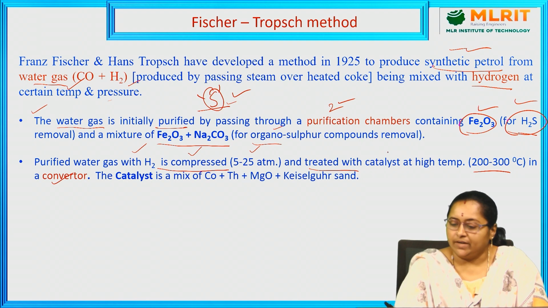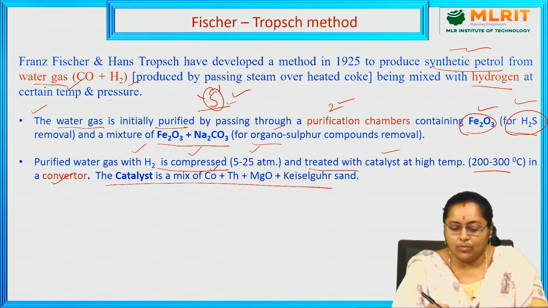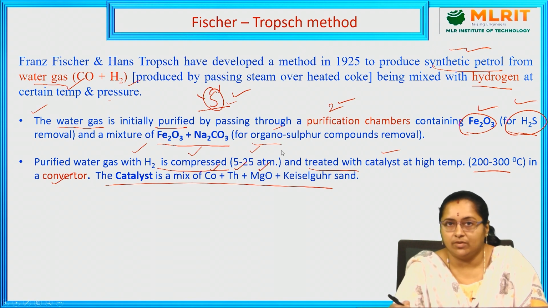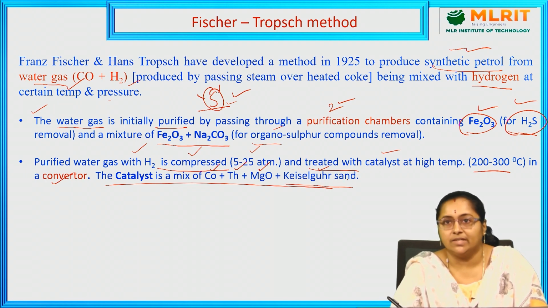So the kind of catalyst we are going to make use of here is a mixture of cobalt, thorium, magnesium oxide and then Kieselguhr sand. What do you mean by this Kieselguhr sand? It is diatomite, or we can call it diatomaceous earth.